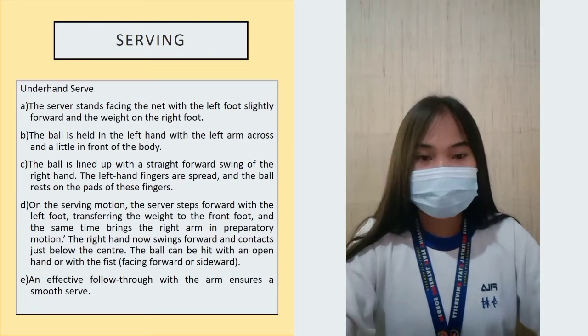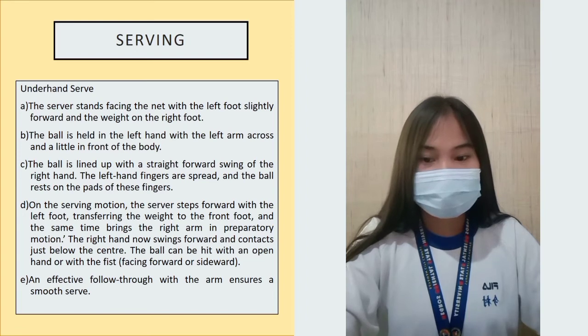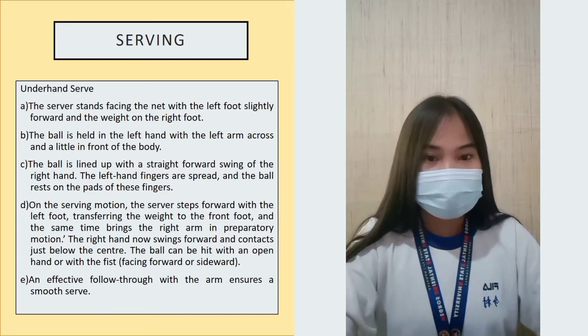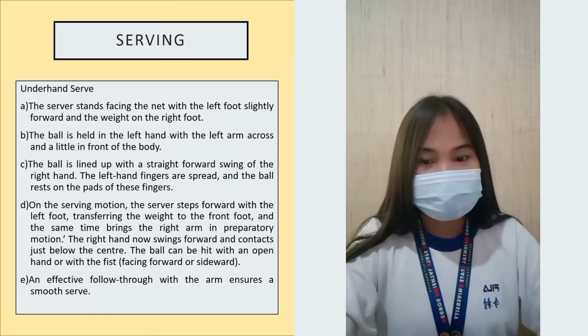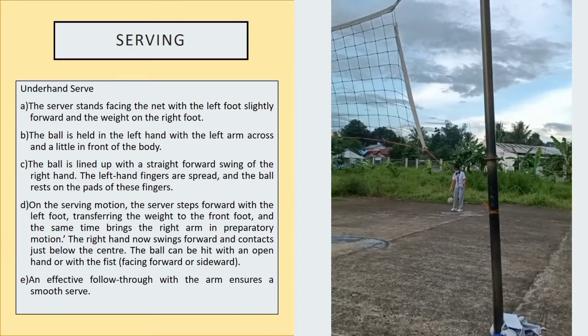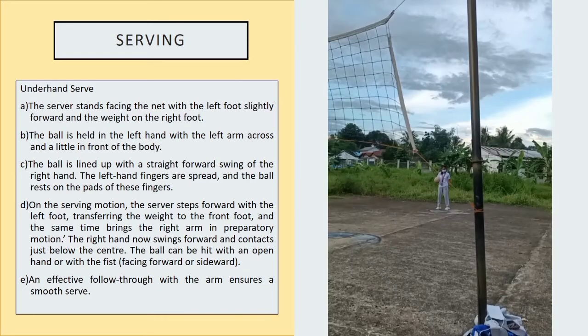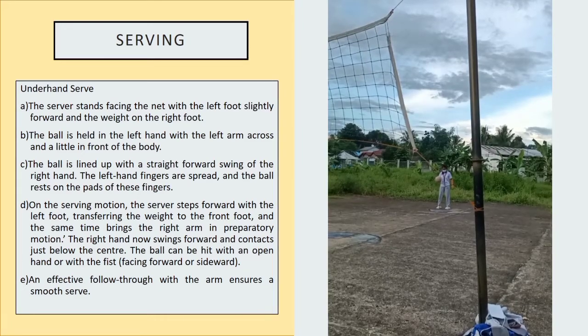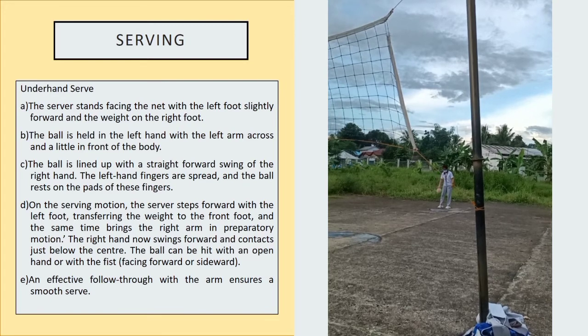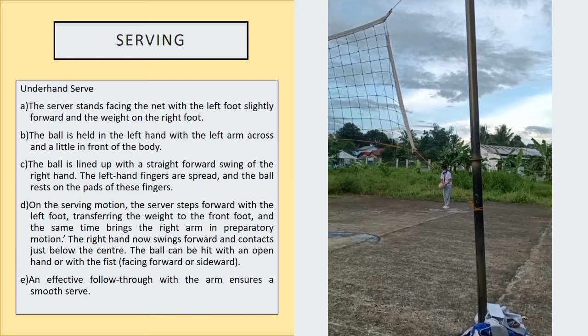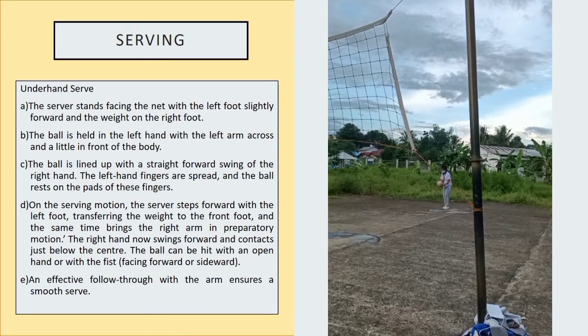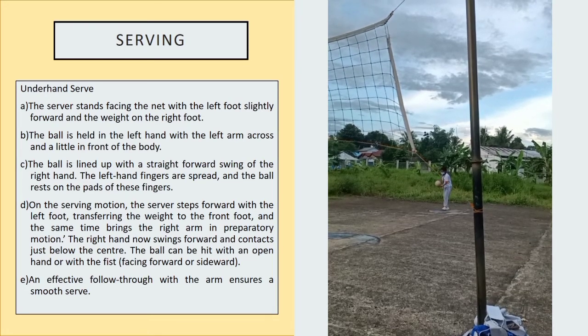We have two types of serving, which are the underhand serve and the overhand serve. So how to do the underhand serve? First, the server stands facing the net with the left foot slightly forward and the weight on the right foot. B. The ball is held in the left hand with the left arm across and a little in front of the body. C. The ball is lined up with a straight forward swing of the right hand.